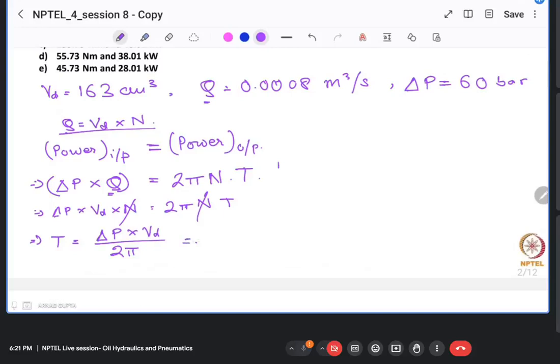So you're given delta P, it's 60 bar. You have to convert it into Pascal, so into 10 to the power 5, multiplied by volumetric displacement, which is 163 centimeter cube. Again, have to convert into meter cube. So 163 into 10 to the power minus 6 meter cube, divided by 2 pi.